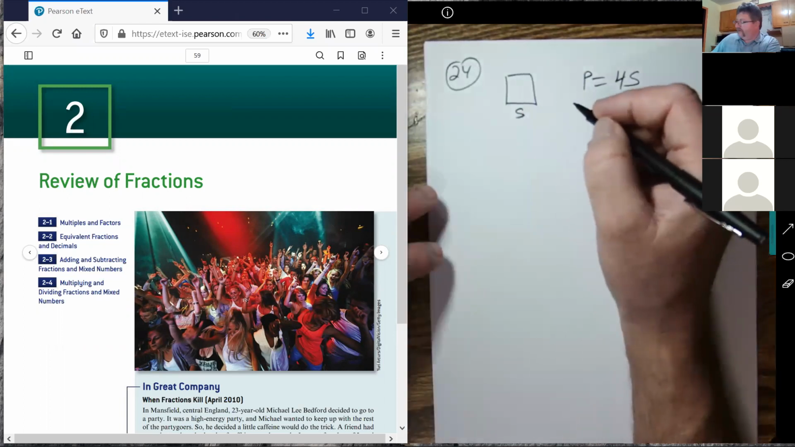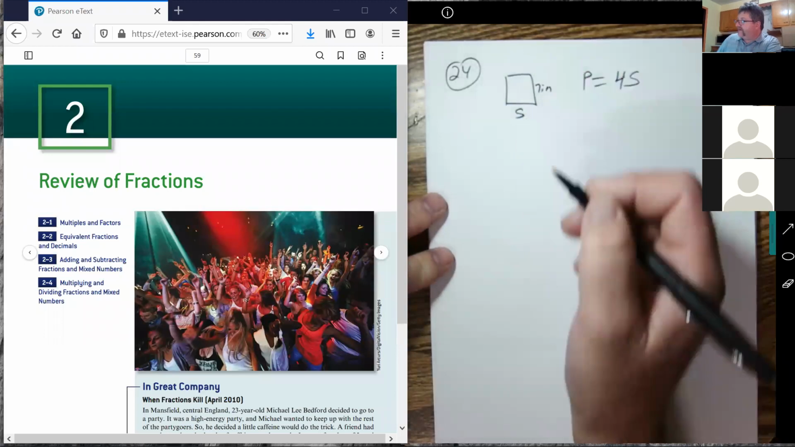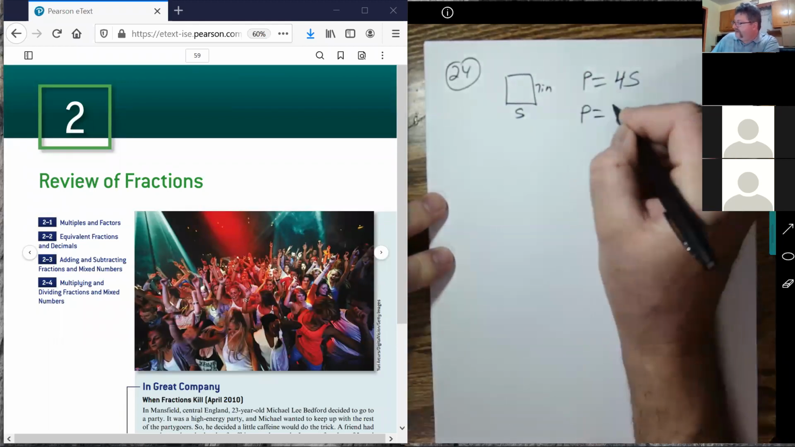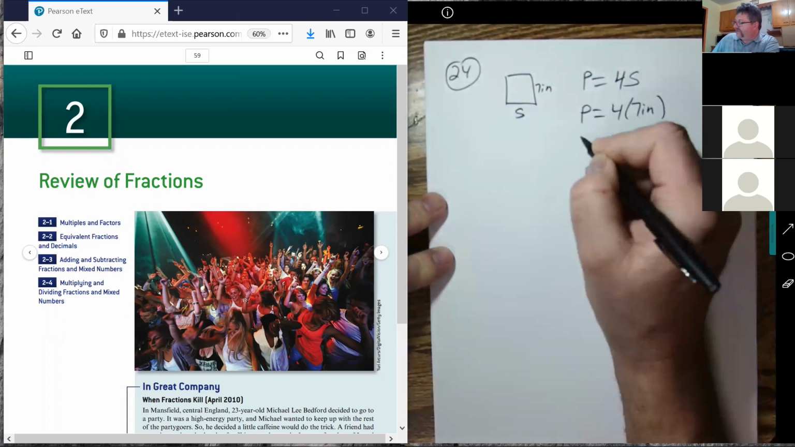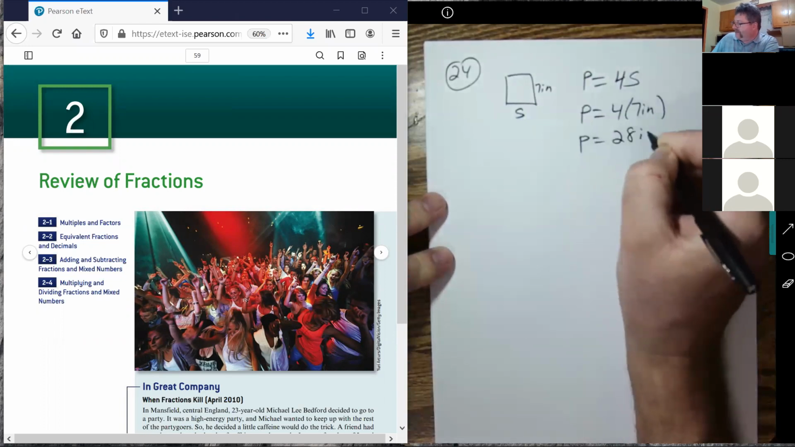In our little example here, S was 7 inches. Each side is the same at 7 inches. So 4 times 7 inches. So the perimeter is 28 inches.